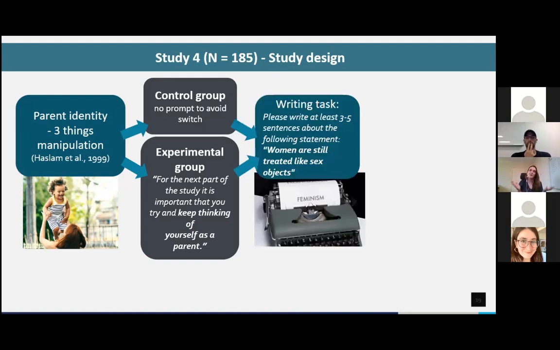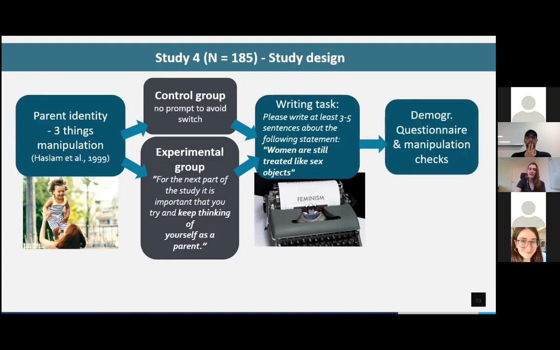And we then triggered a social identity switch. So we asked participants to write about a topic that's strongly related to their feminist identity. So in this case, it was objectification of women that we asked them to write about. And we just said, okay, write 3 to 5 sentences about this topic. And we knew that normally this should trigger a switch away from the parent identity towards their feminist identity. And then we had some demographic questionnaires at the end.